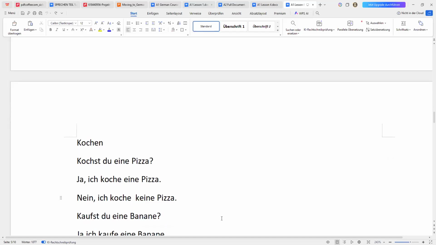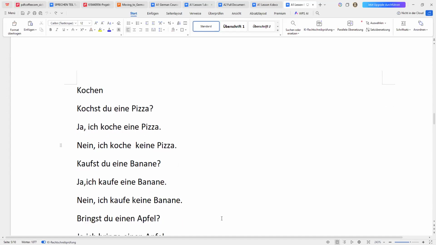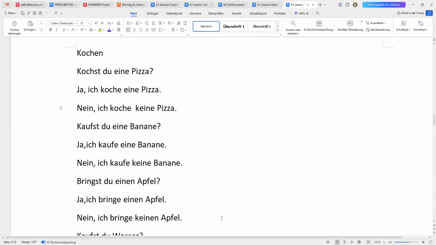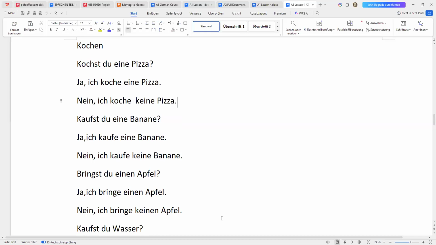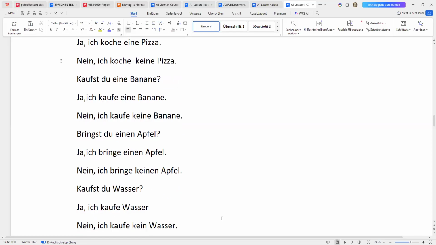Kaufst du eine Banane? Ja, ich kaufe eine Banane. Nein, ich kaufe keine Banane. Bringst du einen Apfel? Ja, ich bringe einen Apfel. Nein, ich bringe keinen Apfel. Kaufst du Wasser? Ja, ich kaufe Wasser. Nein, ich kaufe kein Wasser.